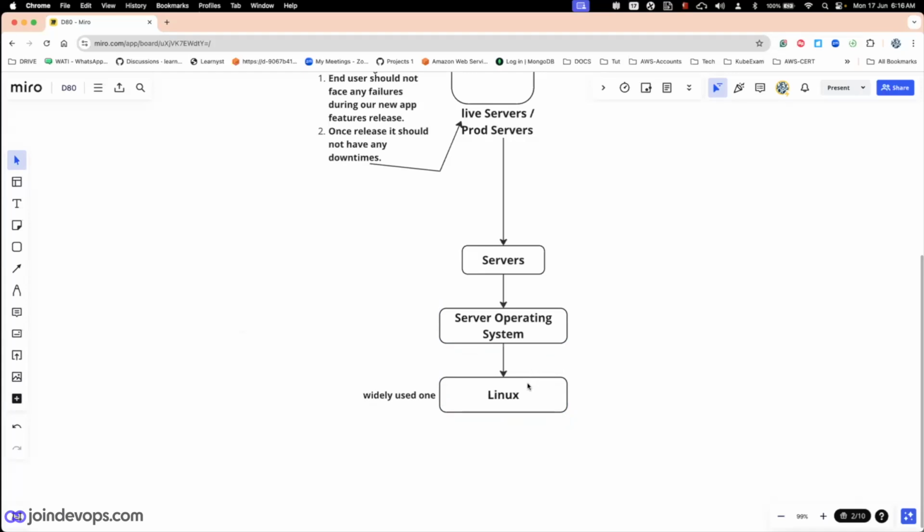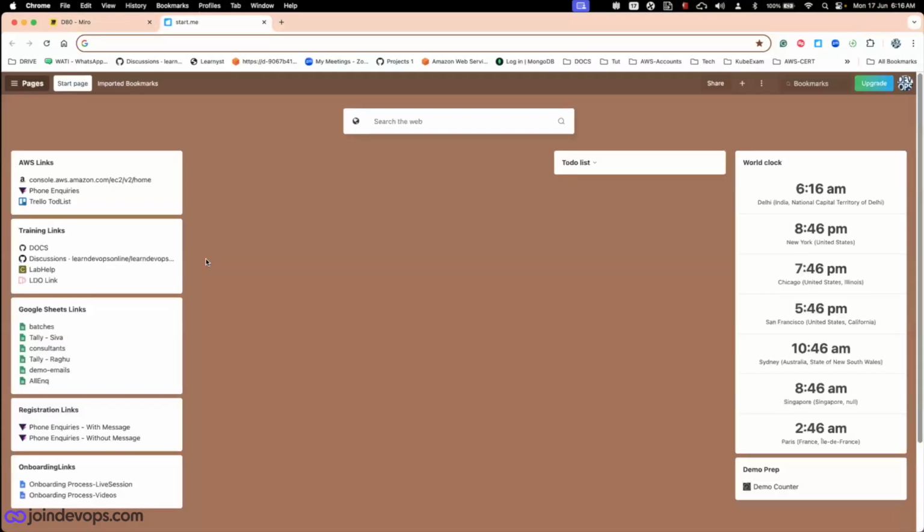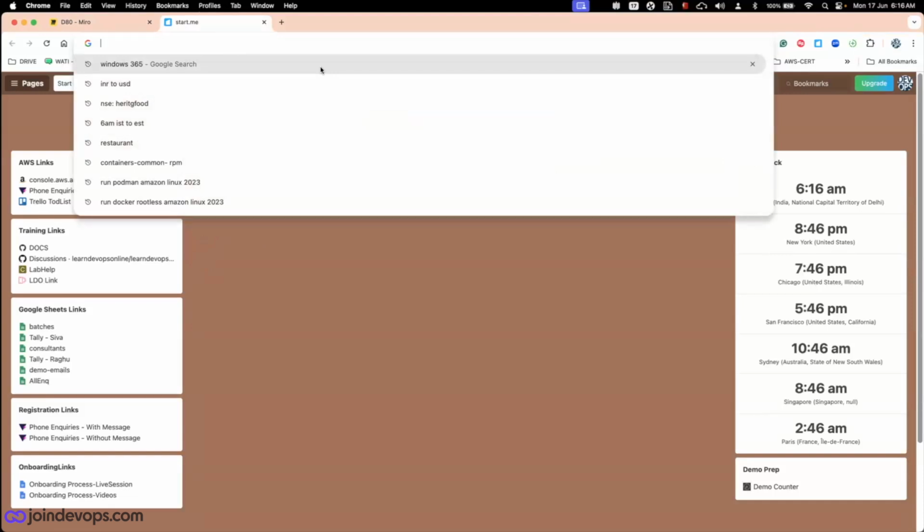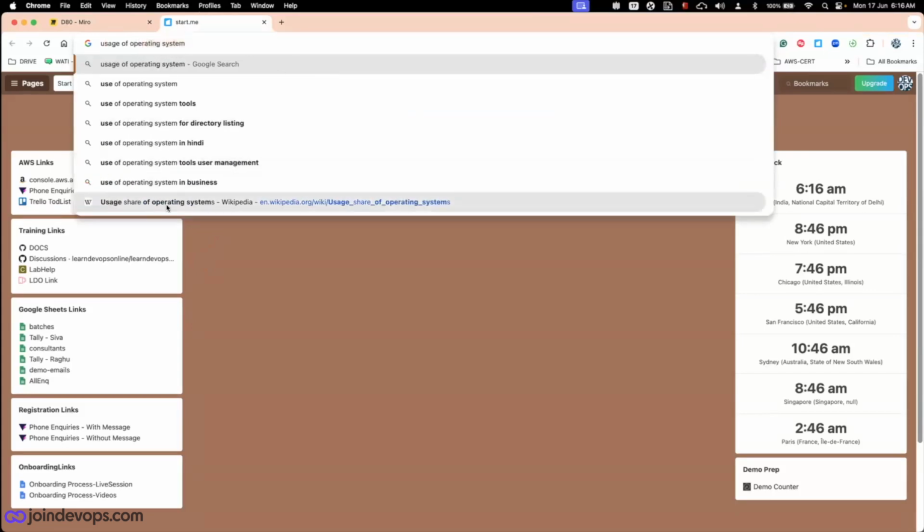Now I'm not talking about my thought process. Let's understand whether Linux is really used or not. Maybe today people are not arguing, but a few years back, people from different backgrounds argued that Windows is also widely used. So let's get on to the market news, or basically Wikipedia, usage of operating systems.